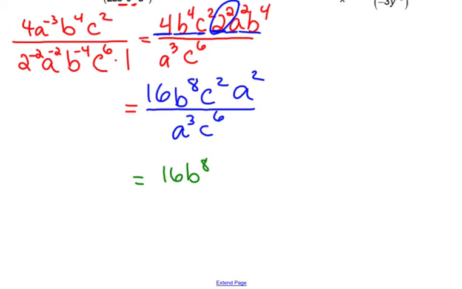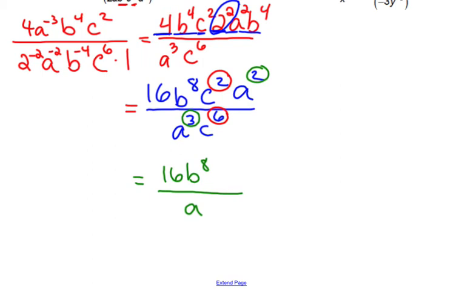My c's, though, and my a's. Look at this. I have 2 a's on the top. I have 3 a's on the bottom. That means I'm only going to be left with 1 a on the bottom. Think 2 minus 3, that gives me a negative 1. Pull that down to the bottom. Then my c's, I have a c to the 6th on the bottom and c to the 2nd on the top.